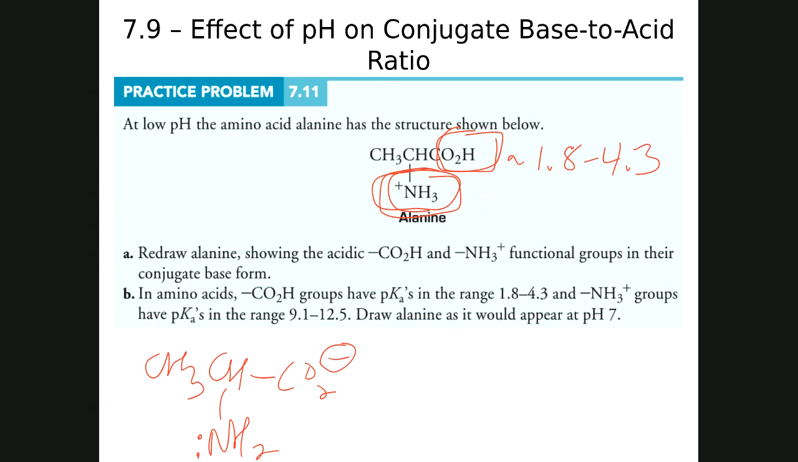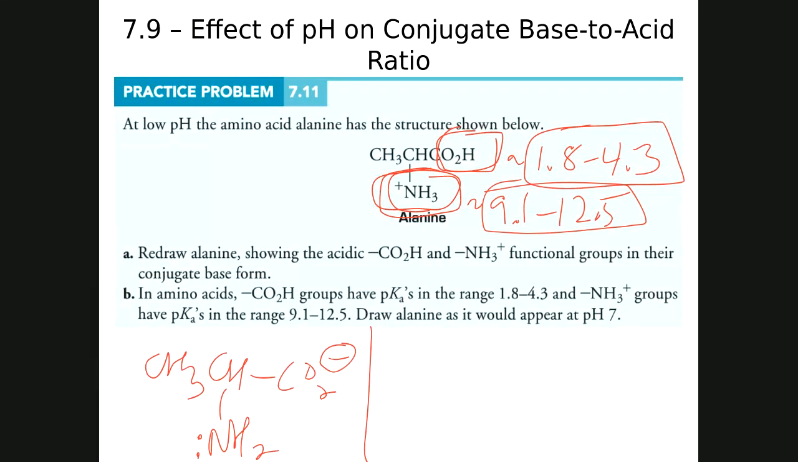And for ammonium groups, which is this one, the pKa is somewhere between 9.1 and 12.5. How would alanine appear at pH 7 is the question. So at pH 7, that pH is greater than this one, but it's less than that one. As we've said, when the pH is greater than the pKa, the more basic form is the one that's going to predominate.